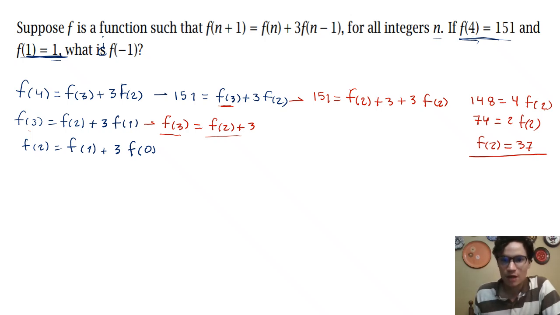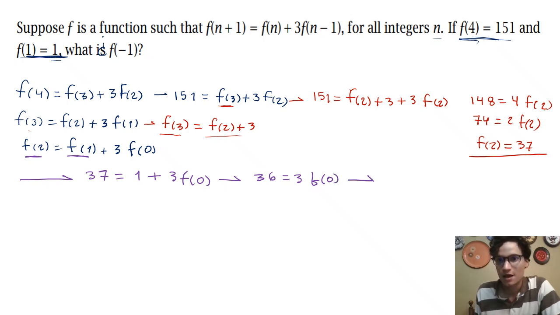Now we can replace this value in this other equation. We got f(2), we got f(1), so let's replace everything. f(2) is 37, and that is equal to f(1), which is 1, plus 3 times f(0). That will mean that 36 is equal to 3 times f(0), so f(0) is equal to 12. All right, so we have these two values.